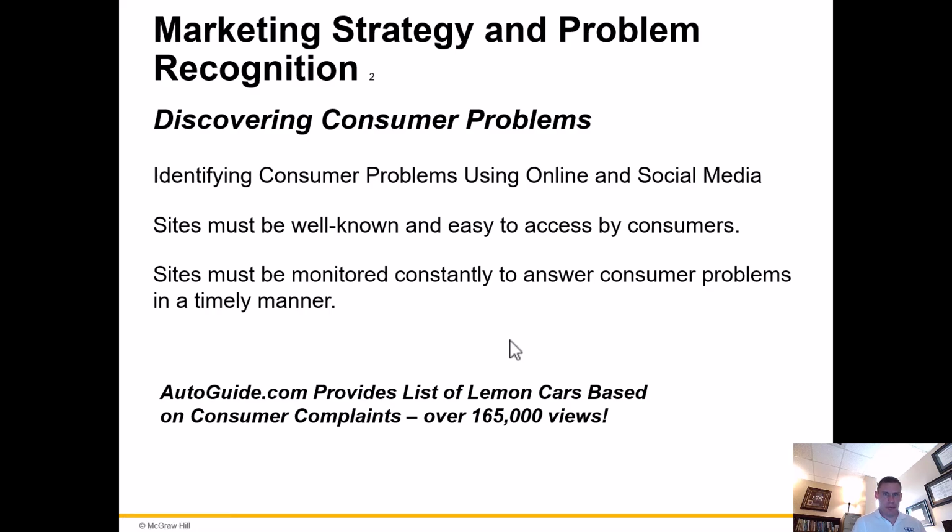Now, with respect to discovering consumer problems, there are some things we should think about here. One is identifying consumer problems using online and social media. Sites must be well known and easy to access by consumers. Sites must also be monitored constantly to answer consumer problems in a timely manner.